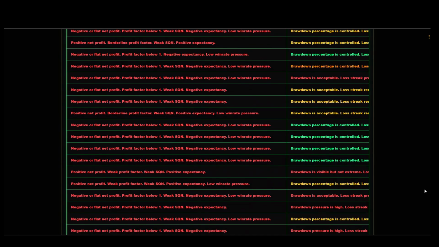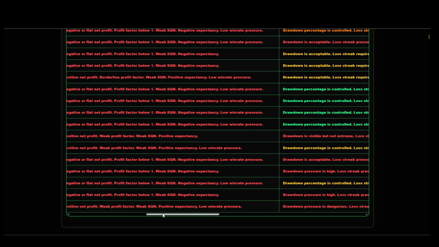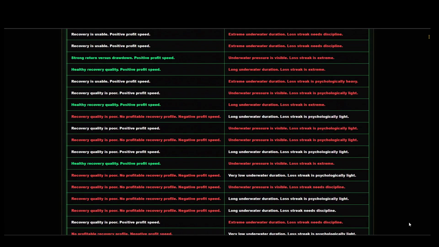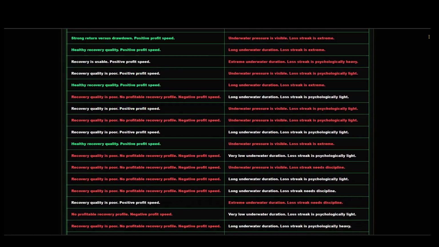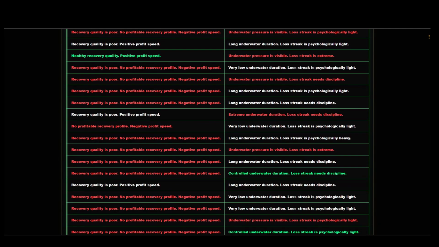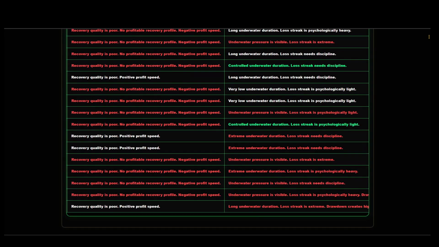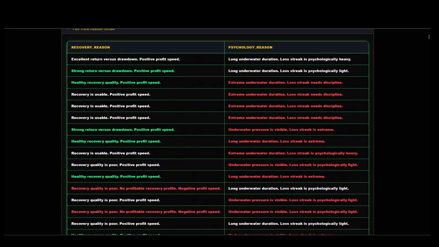Then when we continue further into the same reasoning layer, the workflow starts evaluating recovery behavior and execution psychology much more deeply. Now we see recovery reasoning, psychology reasoning, underwater duration pressure, profit speed, recovery efficiency, and psychological sustainability during drawdown periods. And this layer becomes very realistic from a live deployment perspective, because many robots can survive mathematically while still becoming psychologically untradeable during real execution. So here the workflow starts separating robots that recover efficiently from robots that technically survive but become structurally exhausting to hold through live drawdown cycles.